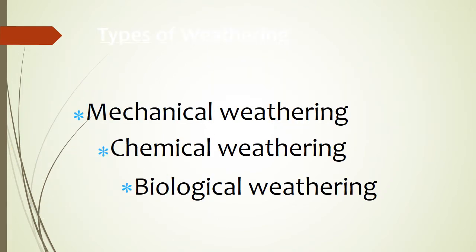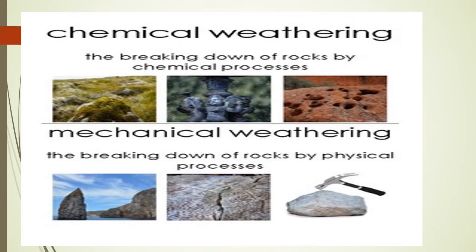We will study the three types of weathering in short: mechanical weathering, chemical weathering, and biological weathering. What is chemical weathering? It is the breakdown of rocks by chemical process. Whenever a certain rock reacts with some chemical process and the rock breaks down into small pieces, we say that it is chemical weathering.